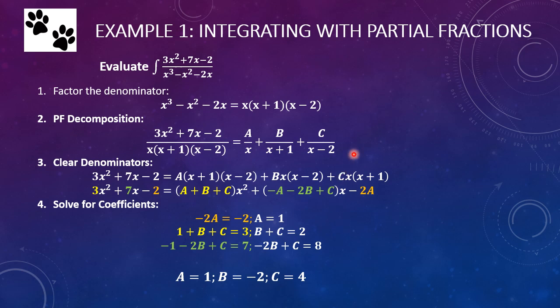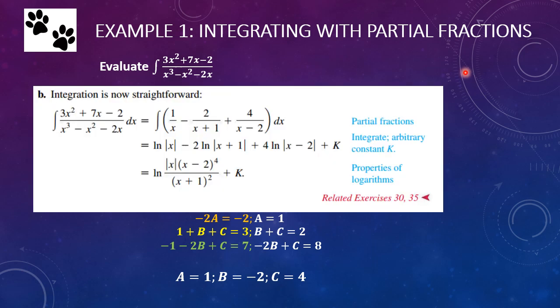And so what we're going to do now is integrate the right side of the equation in step 2 with those coefficients input. And integration is really straightforward now. We can see the partial fraction decomposition written on the right, and so these are all very simple. We get the natural log of x minus 2 times the natural log of x plus 1 plus 4 times the natural log of x minus 2 plus the constant of integration.